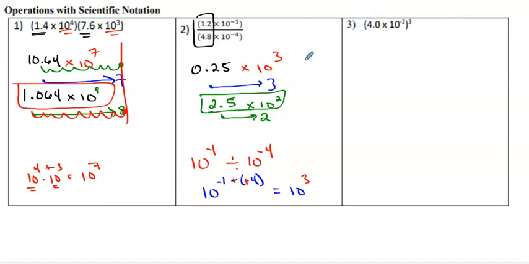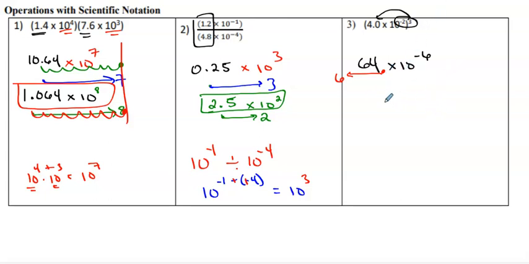And last but not least, scientific notation raised to an exponent. So I'm just going to do this again. Very nice and easy. It's 4 to the 3rd power, 64, times 10 to the, okay, and then multiply those two, and I get negative 6. So that means I'm going to take this decimal, so 64, and move it 6 places to the left, if this was in scientific notation.